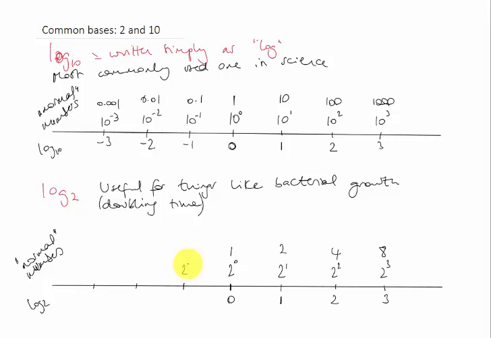But now, what happens with 2 to the power minus 1, so that's 1 over 2, or 0.5. So here the logarithm in base 2 is minus 1. 2 to the power minus 2, so that gives us 1 over 2 to the power 2, or 1 over 4, or 0.25. So the exponent is minus 2, logarithm in base 2 is minus 2. And then we look at 2 to the minus 3, that's 1 over 8, or 0.125, and the logarithm in base 2 is minus 3.